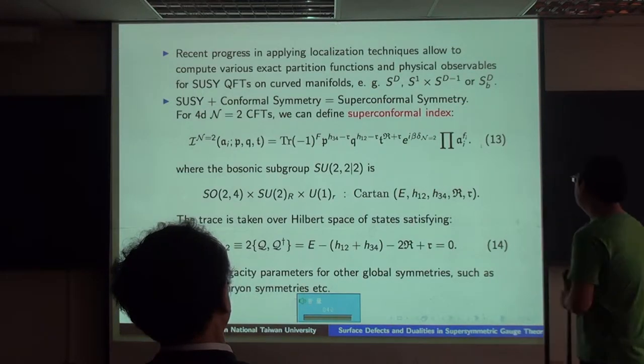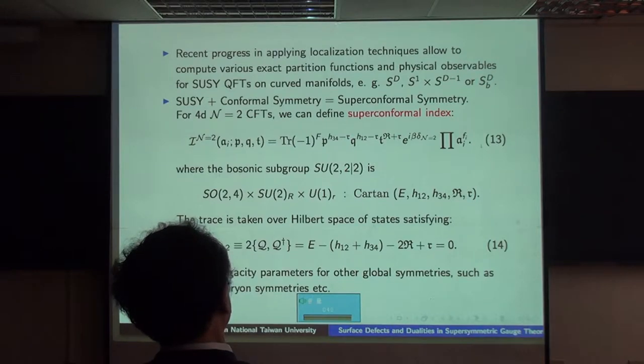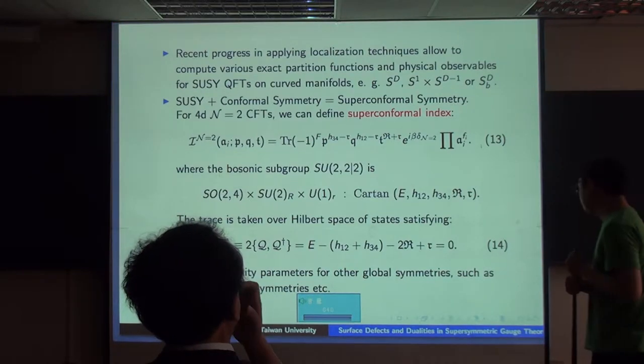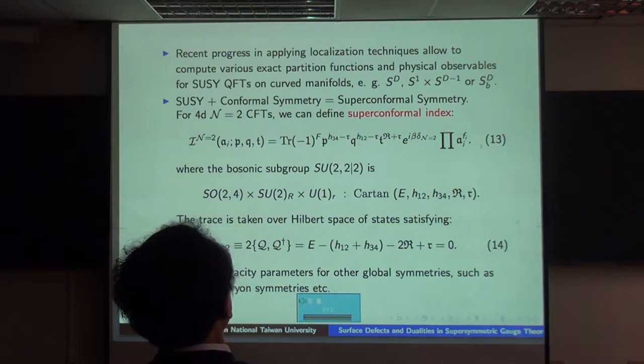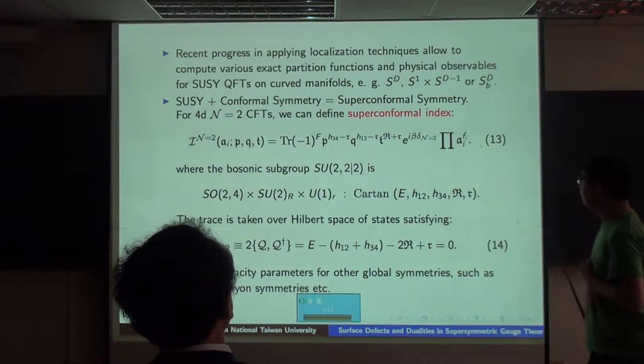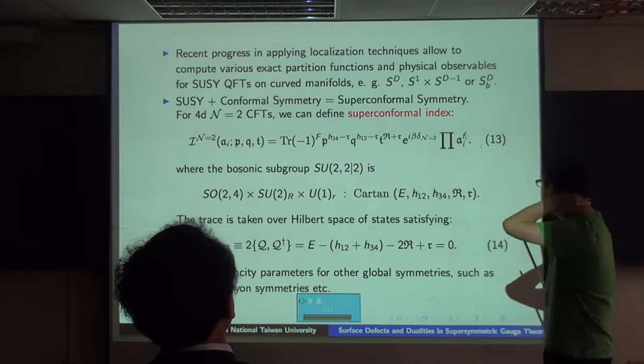All right, so now I'd like to change gear after this general discussion about vortices. I will change gear to talk about some exact computation of the basic partition function in supersymmetric gauge theory. And I think Kazuo a few weeks ago did a very good job for me, laying a lot of background.